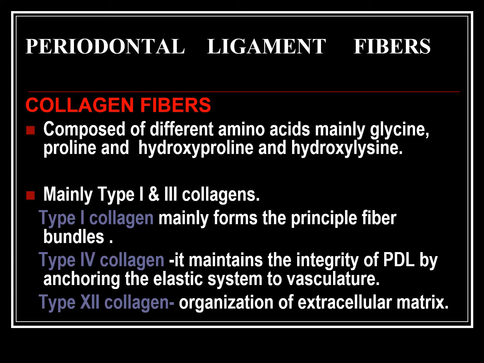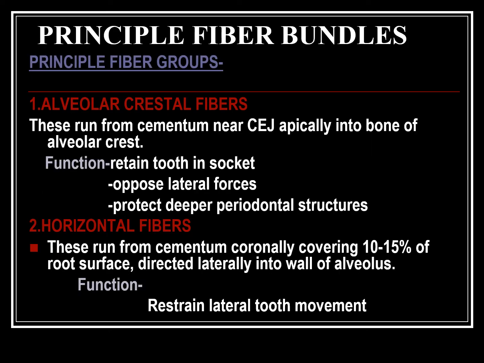The type 4 collagen fibers also maintain the integrity of the periodontal ligament by anchoring the elastic system to the vasculature. And there are type 12 fibers also which help in the organization of the extracellular matrix. The principal fiber bundles are the alveolar crest fibers. The alveolar crest fibers run from cementum near the cemento-enamel junction apically into the bone of the alveolar crest. Their function is to retain the tooth in the socket and also to oppose the lateral forces. It protects deeper periodontal structures as well.